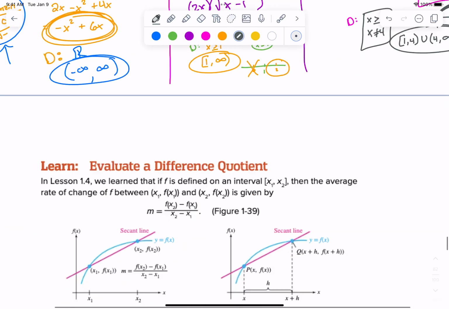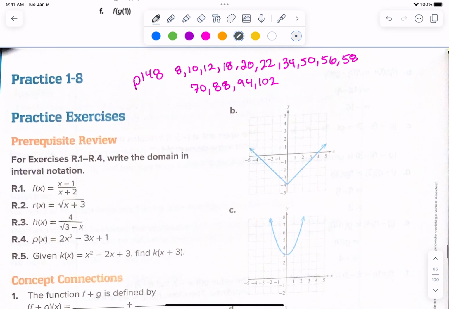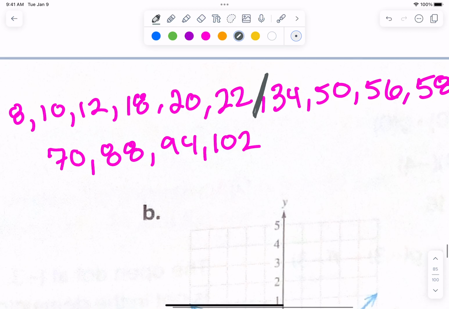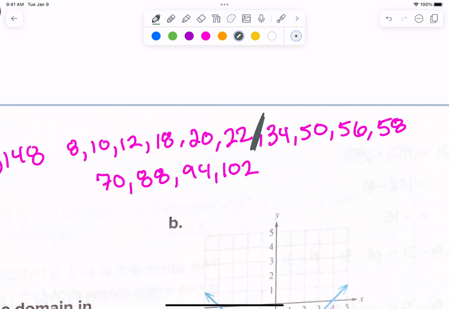Let me go down to here. We can go up to 32. You can go up to 32. Really, you go up to 22. You can go up to 22. 8 through 22. Start on those.